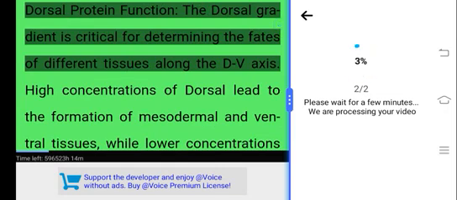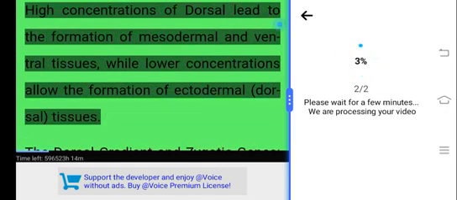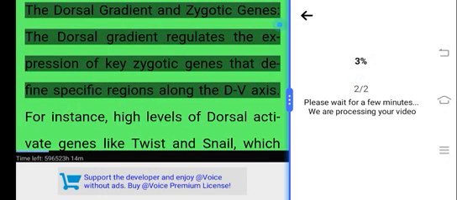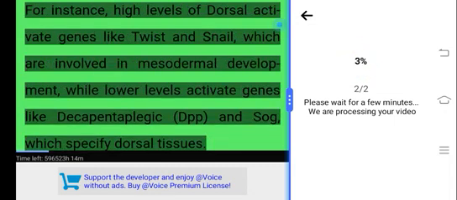Dorsal protein function. The dorsal gradient is critical for determining the fates of different tissues along the DV axis. High concentrations of dorsal lead to the formation of mesodermal and ventral tissues, while lower concentrations allow the formation of ectodermal dorsal tissues. The dorsal gradient and zygotic genes: the dorsal gradient regulates the expression of key zygotic genes that define specific regions along the DV axis. For instance, high levels of dorsal activate genes like twist and snail, which are involved in mesodermal development, while lower levels activate genes like decapentaplegic (DPP) and SOG, which specify dorsal tissues.